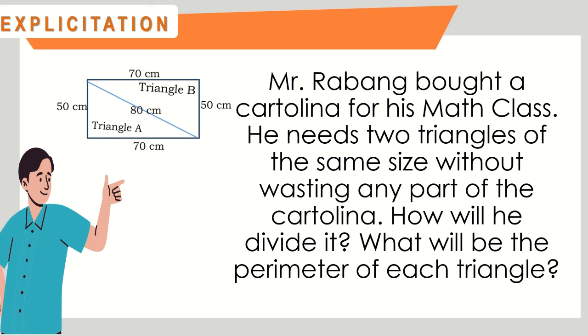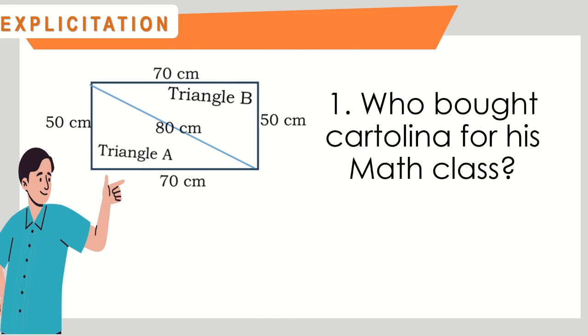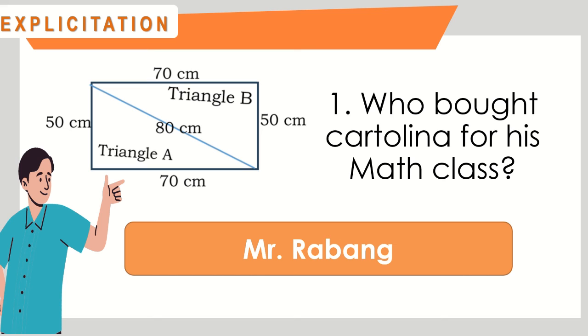Mr. Rabang bought a cartolina for his math class. He needs 2 triangles of the same size without wasting any part of the cartolina. How will he divide it? What will be the perimeter of each triangle? Who bought cartolina for his math class? It's Mr. Rabang.